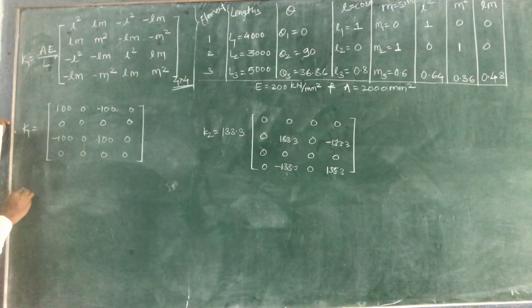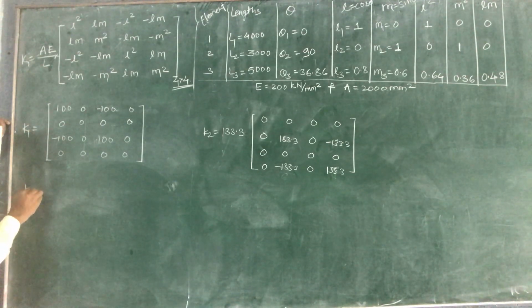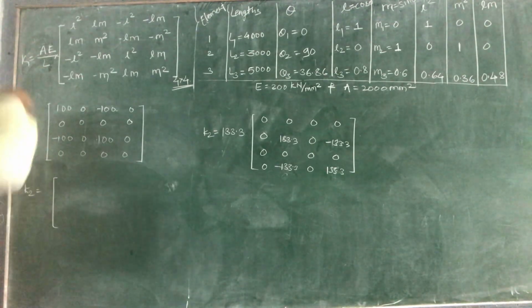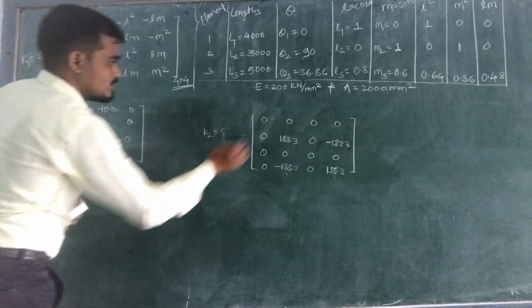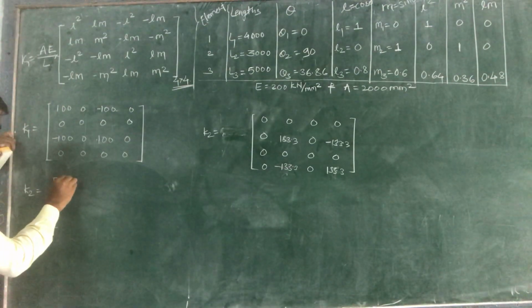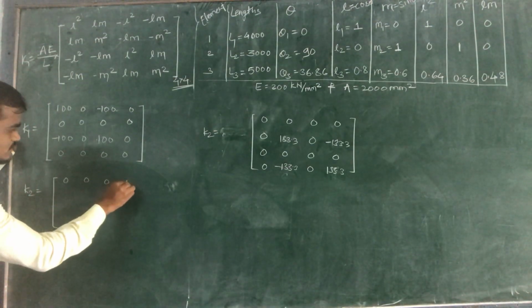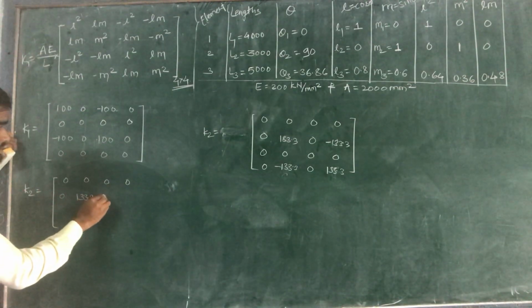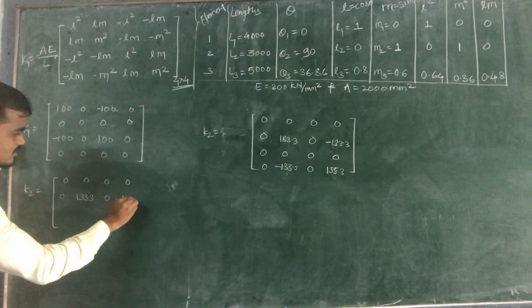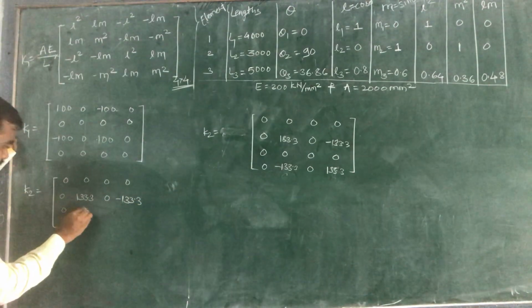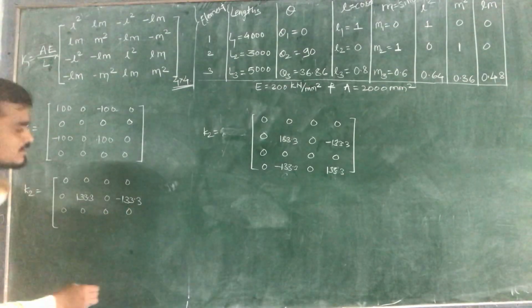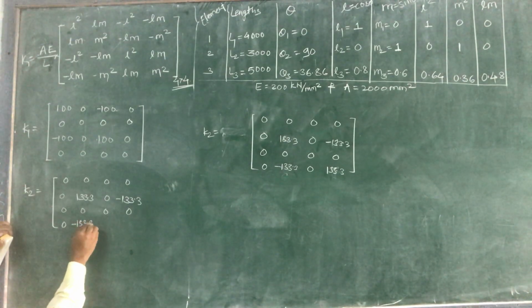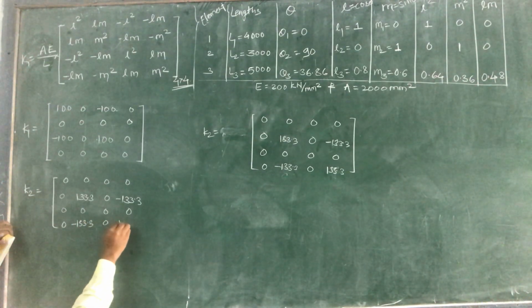Similarly, you will get K2 as: 0, 0, 0, 0, then 0, 133.3, 0, minus 133.3, 0, 0, 0, 0, then 0, minus 133.3, 0, 133.3.